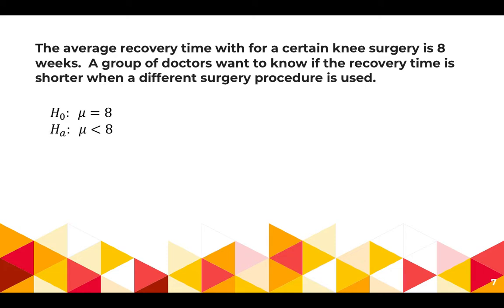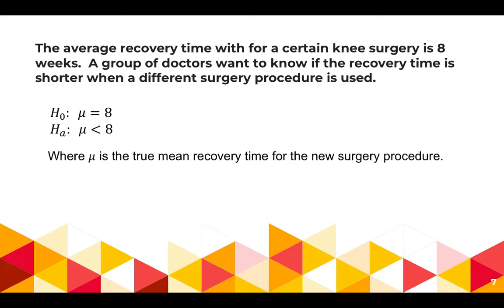The alternative hypothesis is what we're trying to see if we have evidence for, and that's that the mean, mu, is less than 8. It says the doctors want to know if the recovery time is shorter when a different surgery procedure is used. So that's why we're using less than 8. And we want to state what the parameter represents. So mu is the true mean recovery time for the new surgery procedure.